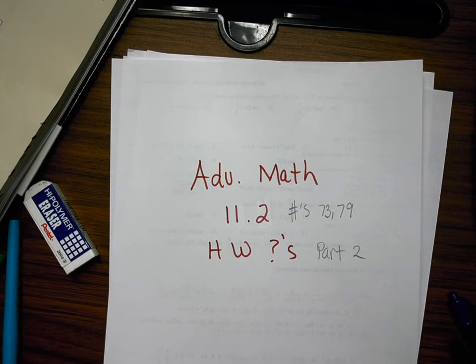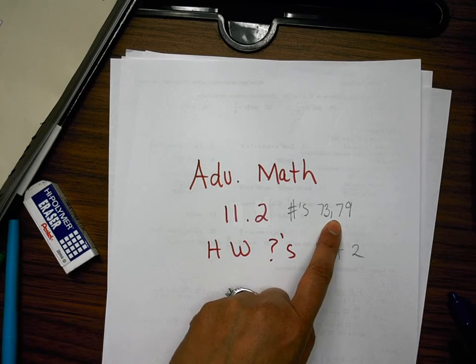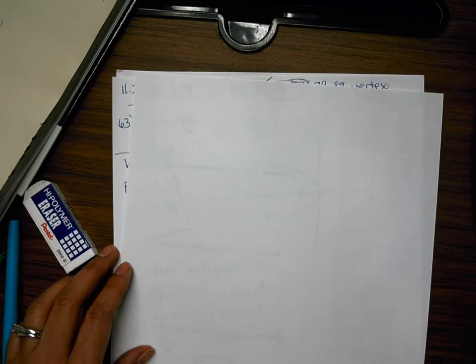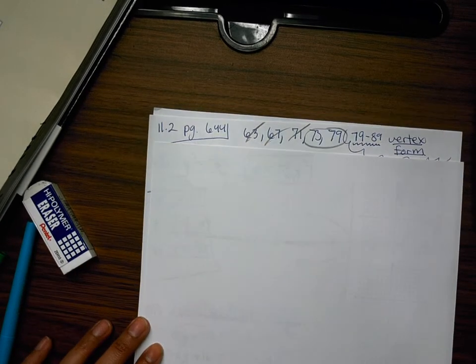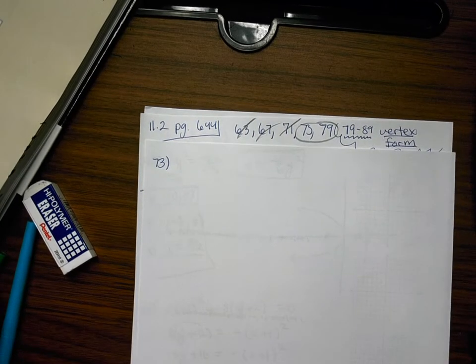Okay, this is Advanced Math 11.2 Homework Questions Part 2. I'm going over the last two that I did not finish in my previous video, number 73 and 79. Those are the ones I said in this video I would finish off.